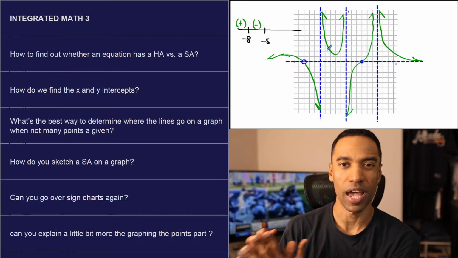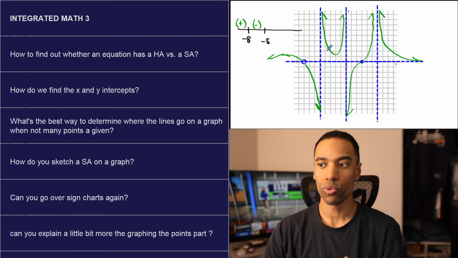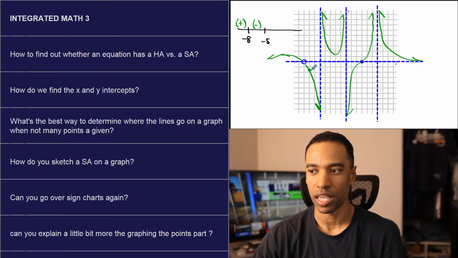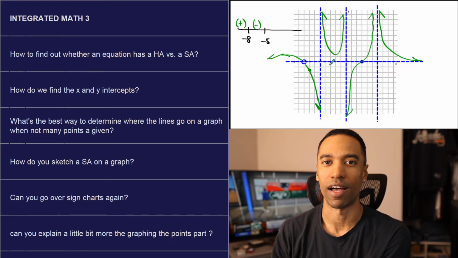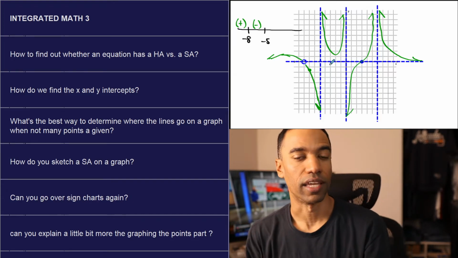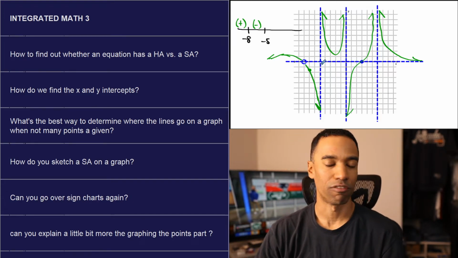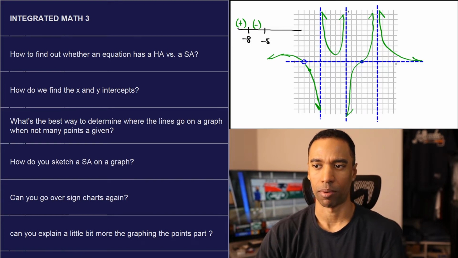When I'm talking about sign charts, I don't care what the value is. You can compute it. You can do whatever you want. You plug in -7, let's say you get -1.5. Great, you got a value. I just care that it's negative. And I just know that the rest of it's negative from there. That's the only thing I care about right there.